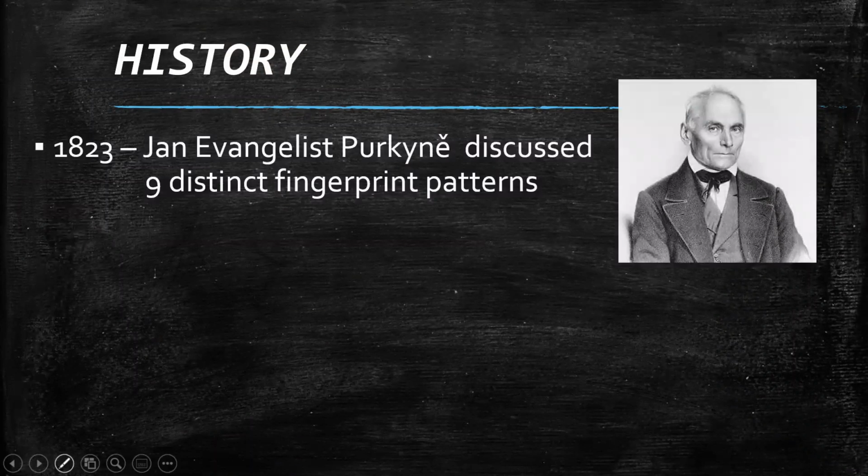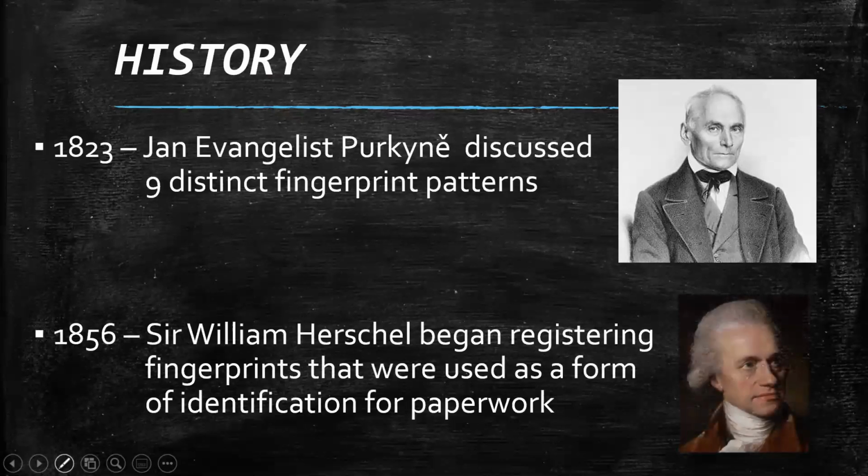In 1823, John Perkin actually discussed the distinct patterns of fingerprints, and he said that there were 9 distinct patterns. In 1856, Sir William Herschel actually began to register fingerprints that were used for identification purposes on paperwork. He began to file them, to keep them as records, to study them, to study the uniqueness between them.